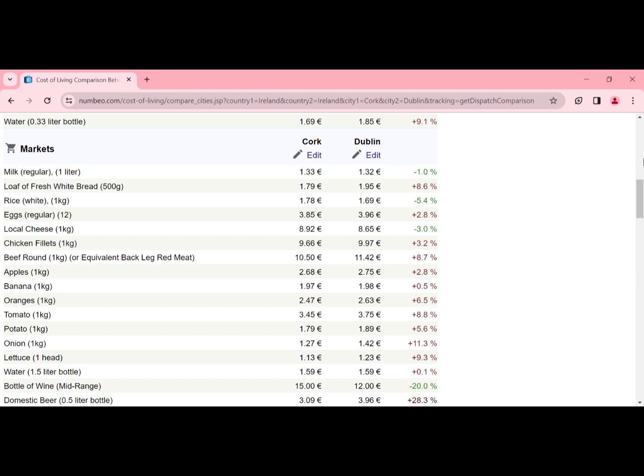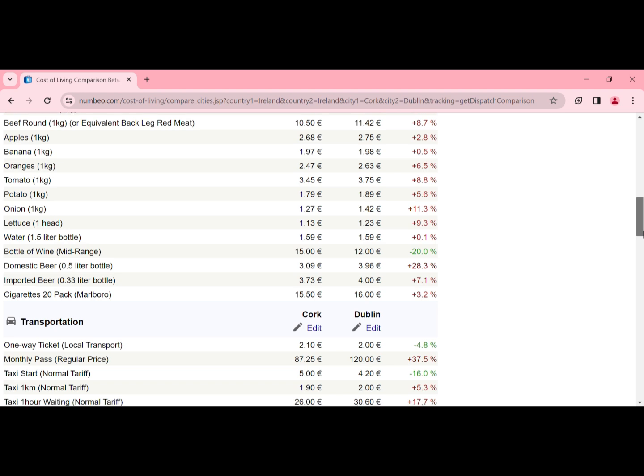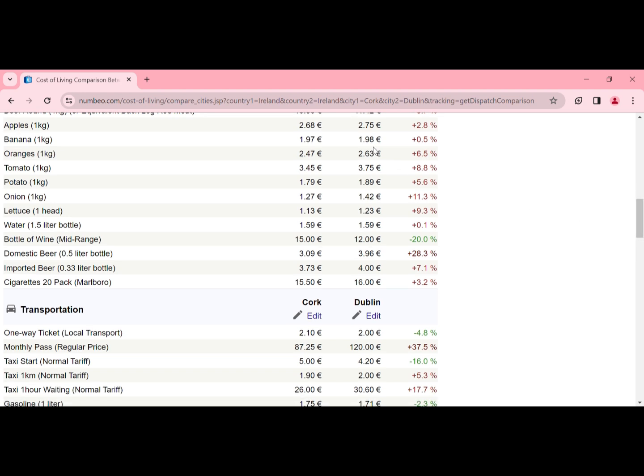Just a few things are expensive in Cork, but mostly the things in Dublin are expensive. So let's see. I can see something minus 20, which is a bottle of wine. Oh, a bottle of wine is very expensive in Cork because it's 15 euros, and then in Dublin it's just 12 euros. Wow. Let me just go down. So that's it for the market prices. So you even have tomatoes, potatoes, lettuce, like everything. So let's look at the transportation.